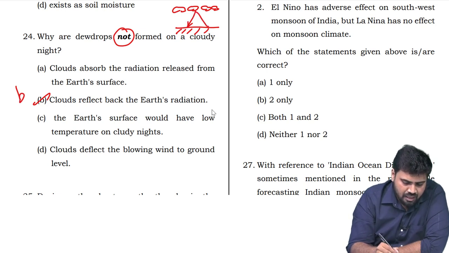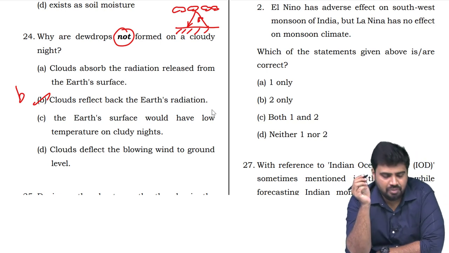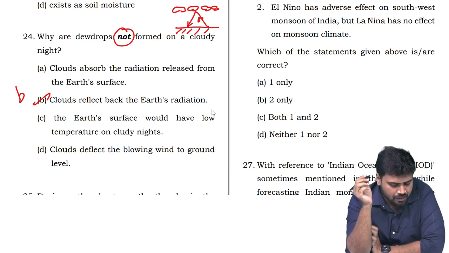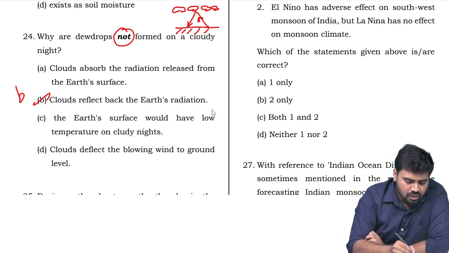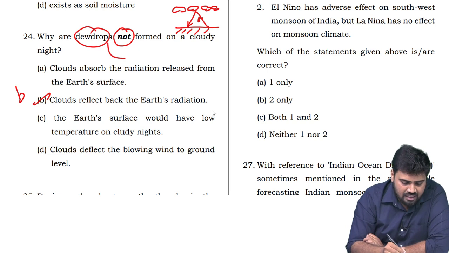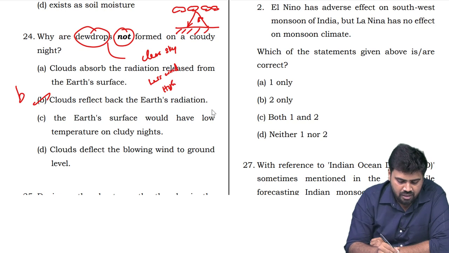Clouds reflect back the radiation which is emitted from the earth surface. That is the exact answer. Clouds reflect back the earth radiation. That is the answer. Particularly for dewdrops, we need a clear sky. This is important: a clear sky, less wind and a high relative humidity.